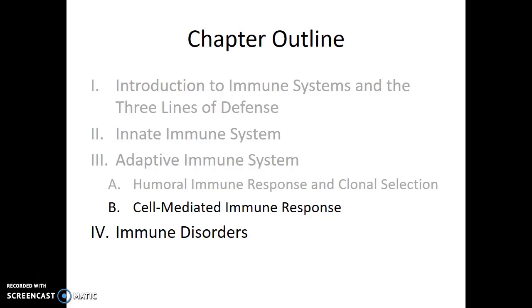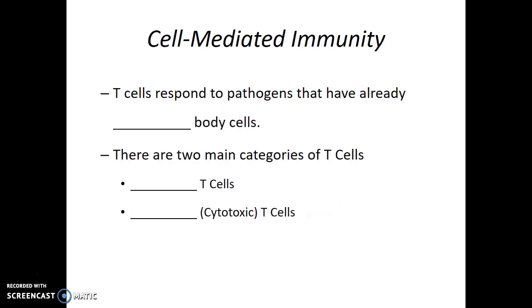The cell-mediated immune response is when antigens and pathogens have actually infected body cells. During cell-mediated immune response, T cells respond to pathogens that have already entered body cells. There are two main categories of T cells. We have our helper T cells, and we have our killer T cells, also known as cytotoxic T cells.